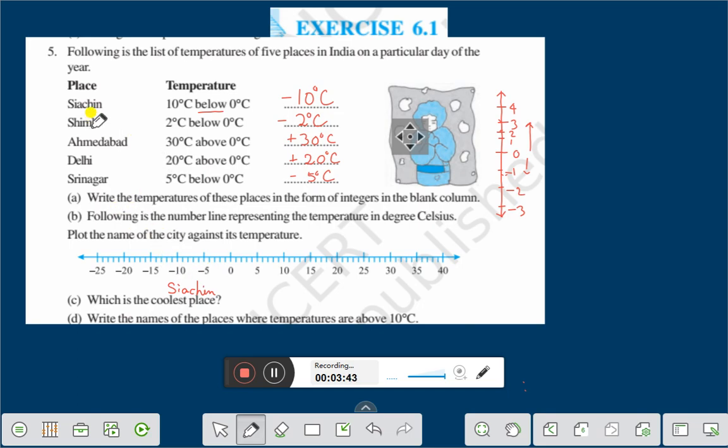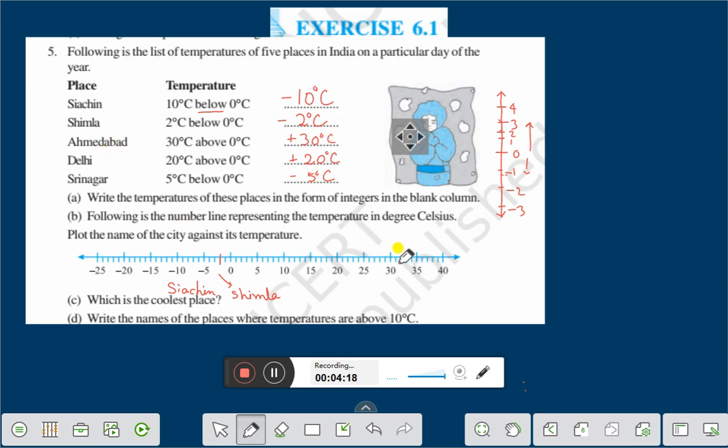Next, Shimla is minus 2 degrees. Here you see it is 0. This is minus 1. This is minus 2. That is at this point. You see this point. It is Shimla. Right? At this point it is Shimla. S, H, I, M, L, A. Shimla. Right? That is minus 2.